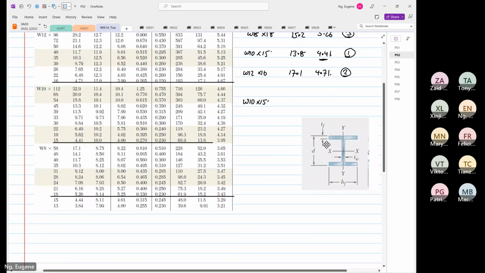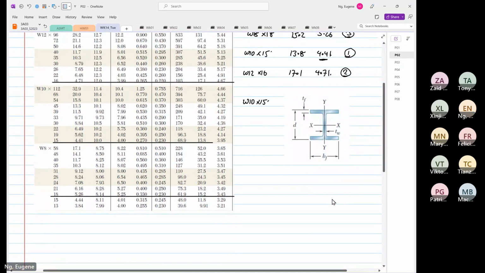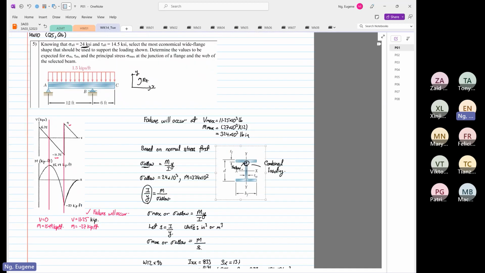Okay. So we know, right? So now we are going to calculate principal stresses. From here, we have selected this based on S, right? We base it on just the normal stress over here.